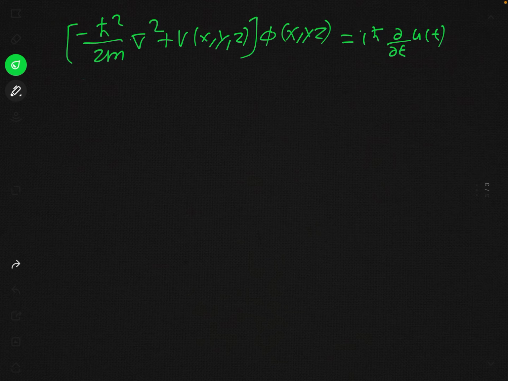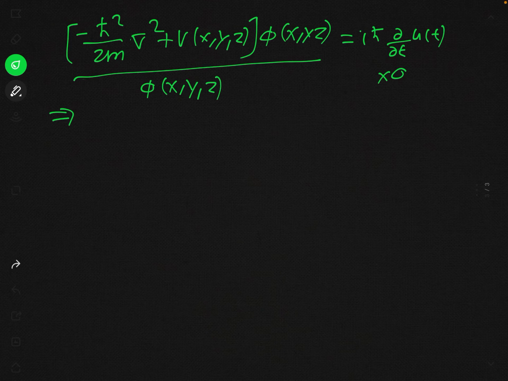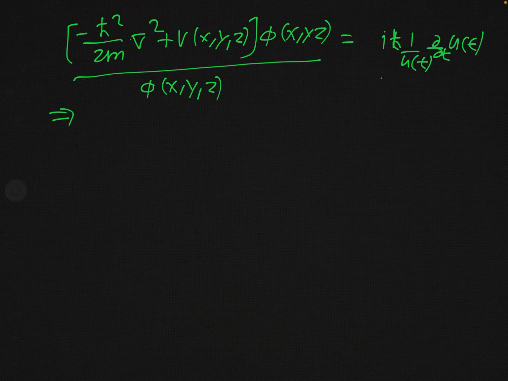And so now you can see that u of t are at times, after dividing it, this will be actually phi of x, y, z, and in RHS there will be, see here, this will be i h bar 1 over u of t del del t u of t, u of t. So you can write it in this manner.